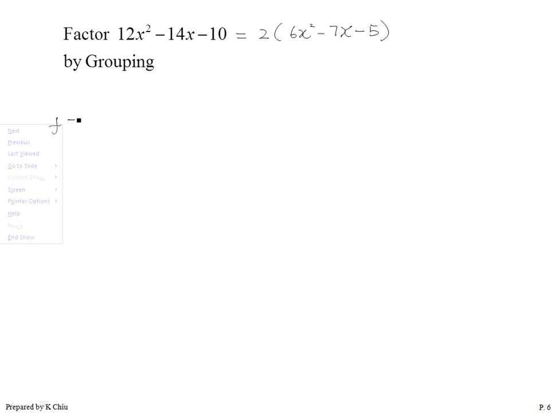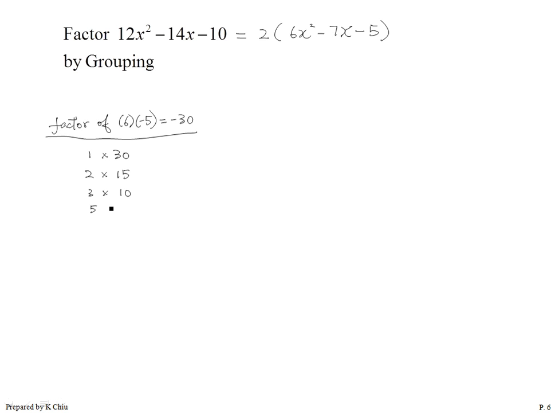So I'm going to consider the factors of 6 times negative 5, which is negative 30. Now, if we take a look at this, consider negative 30 or negative 120. Which one do you like to deal with? Negative 30, of course, is much better. Right? 1 times 30, 2 times 15, 3 times 10, 5 times 6. That's it.